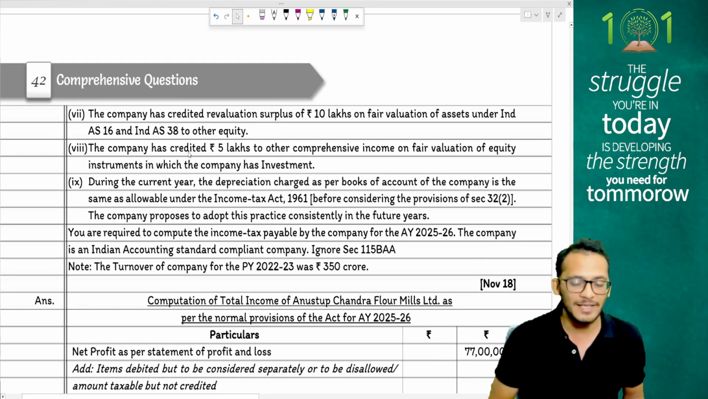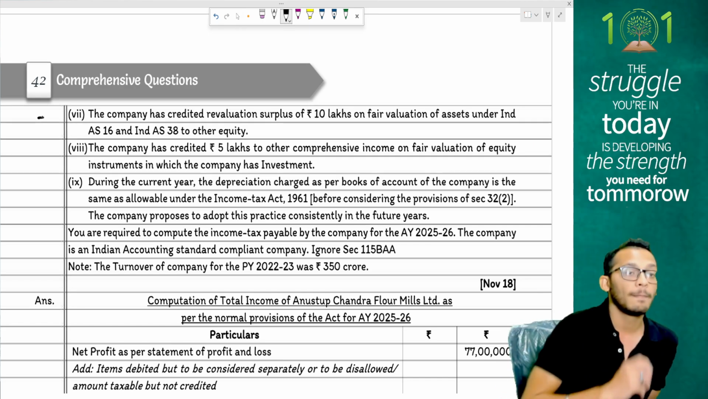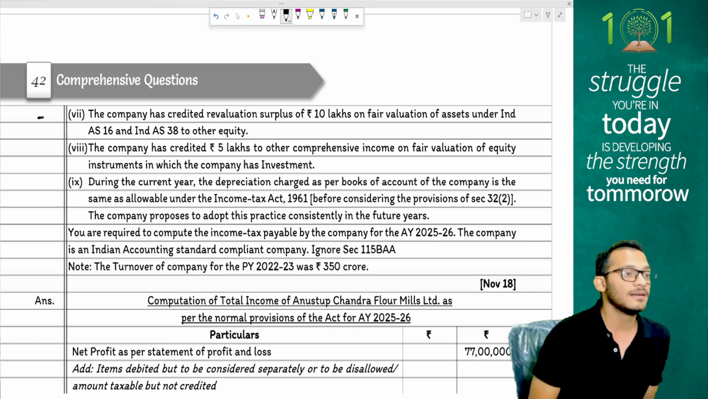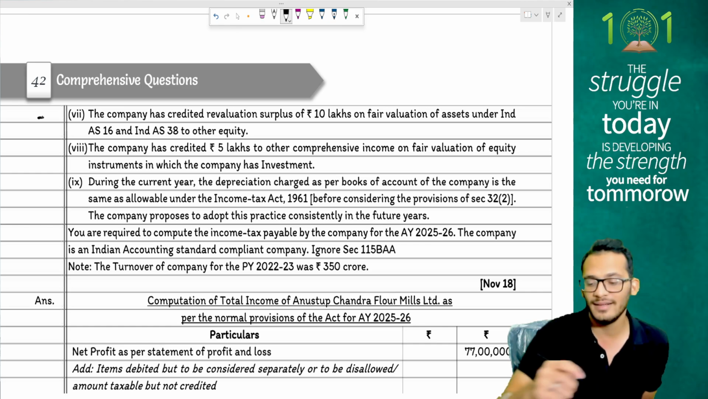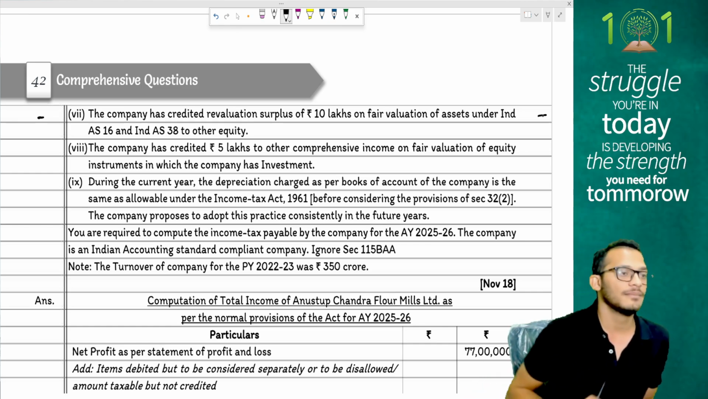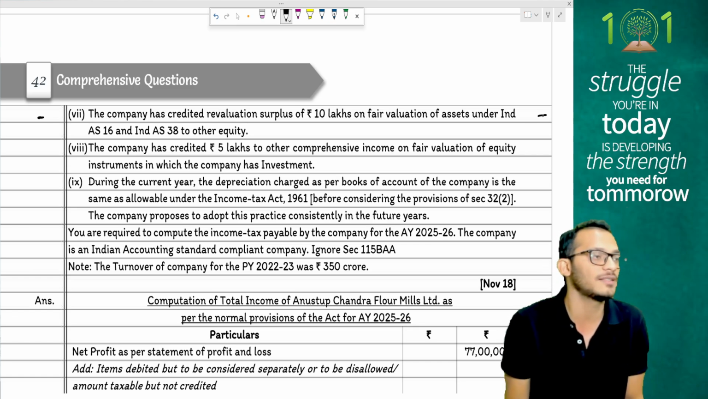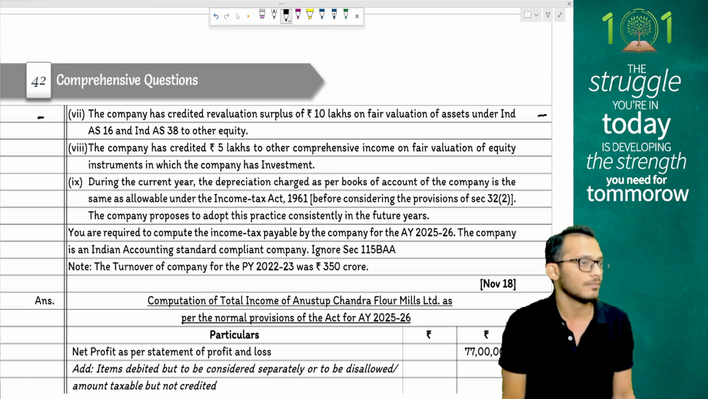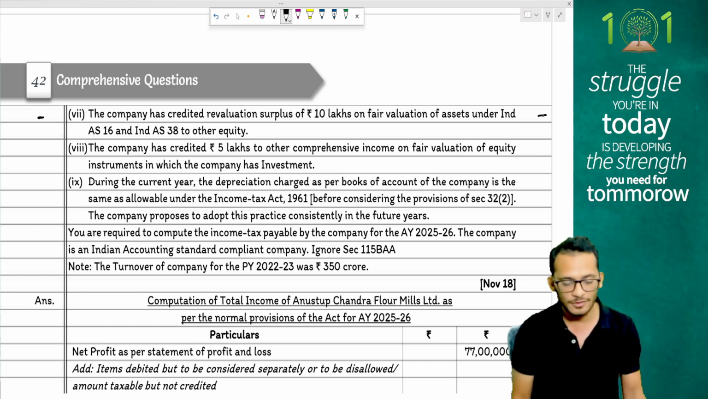Yes, next. The company has credited a revaluation surplus of 10 lakh rupees on fair valuation of assets under Ind AS 16 and Ind AS 38 to other equity. There is no adjustment in PGBP because it's only reported in other equity. MAT, nothing. Same, because revaluation surplus is a fair market value. I told you when it comes to MAT computations, you don't take into consideration any fair value changes. Only actuals are booked. So ignore in both.